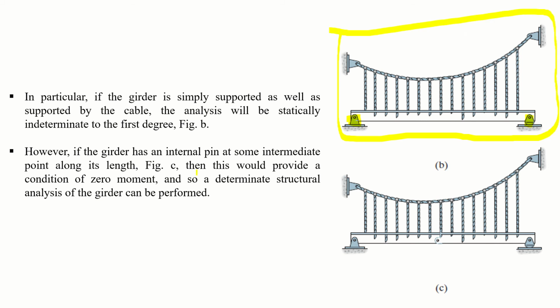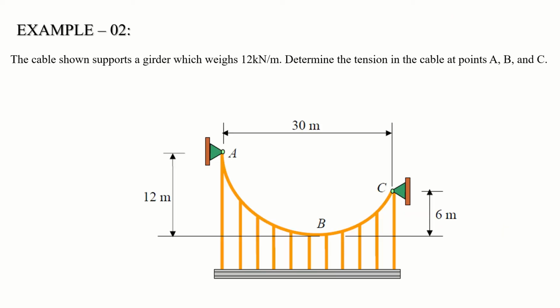However, if the girder has an internal pin, this is the same configuration of B, but we have introduced an internal hinge at the middle. As you know, introducing an internal hinge gives you an extra equation: the summation of moment about this hinge is 0, right? So using this equation you can solve your structure, right?